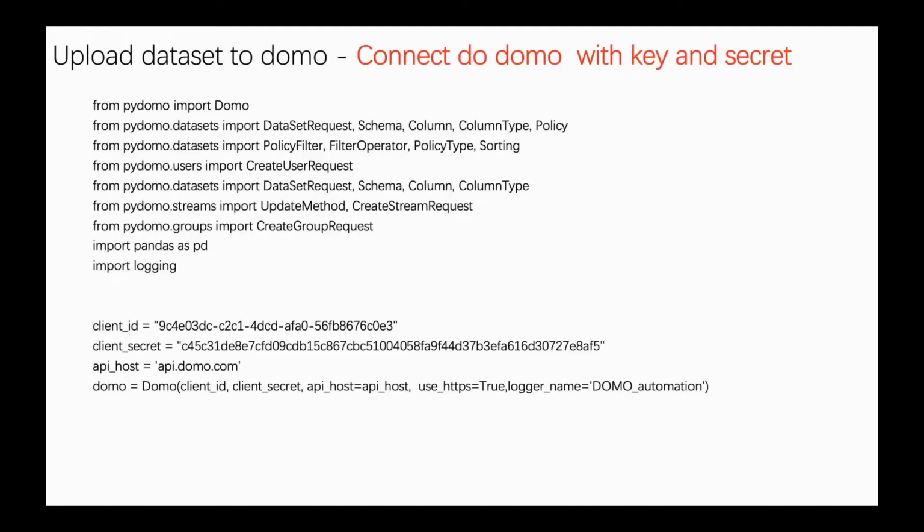Okay, we just created the client ID and the client secret. You can use this code to test that we can successfully connect Domo with Pydomo. This is the client ID, client secret, and API host. You can use this library with the client ID, client secret, and API host you have created.